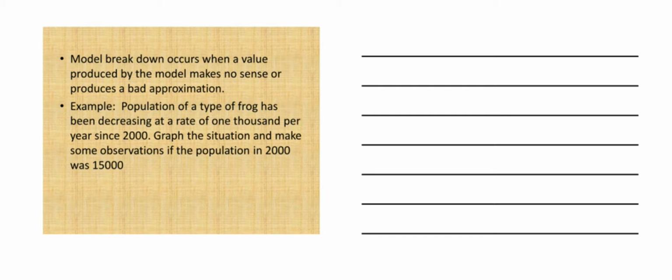Example: the population of a type of frog has been decreasing at a rate of 1,000 per year since 2000. Graph the situation and make some observations if the population in 2000 was 15,000. So once again, the population of a type of frog has been decreasing at a rate of 1,000 per year since 2000. Graph the situation and make some observations if the population in 2000 was 15,000.